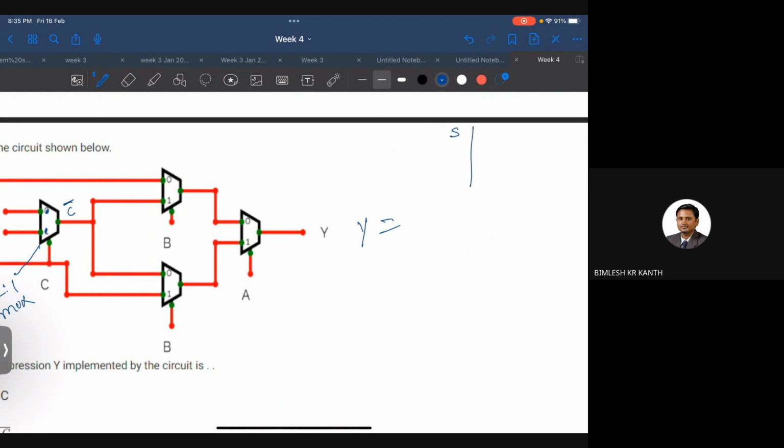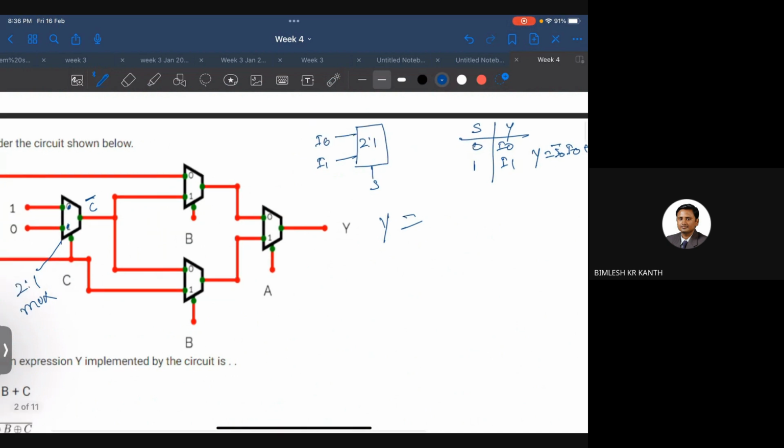S and this is the Y, right? So this is a 2 cross 1 multiplexer. This is I0 and this is I1. This is select. When select line is 0, which line will be selected? I0. When select line is 1, which line will be selected? I1. Okay. So what will be Y? S bar I0 plus S I1, correct? Now I0 is 1 here. Now you got it, right?